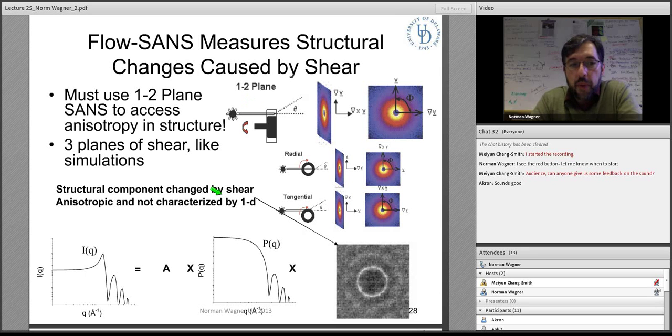The shape of the particles is generally not changing unless I have emulsions or soft particles. But for hard spheres, for example, that shape doesn't change. But what will change is the radial distribution function under flow. It will not be the equilibrium one. And so it's that structure factor that we're measuring in Rheo-SANS generally.